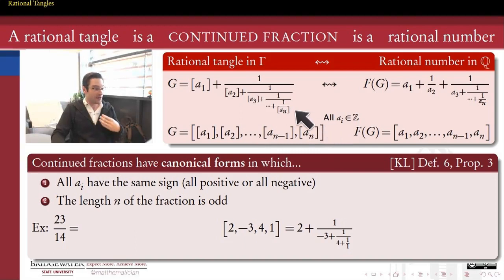With the understanding that if I'm going to build this tangle, if I'm going to write it down, the first twists that I would do are these innermost twists down here at the bottom. So to every rational tangle in continued fraction form, we will associate a rational number, which is the same rational number as our continued fraction representation over here.